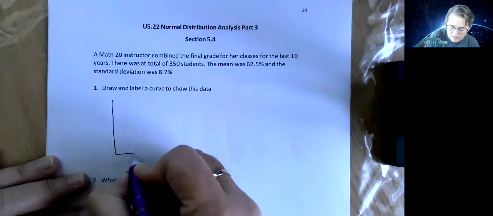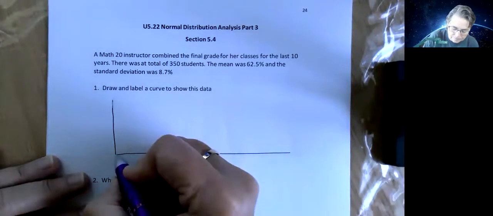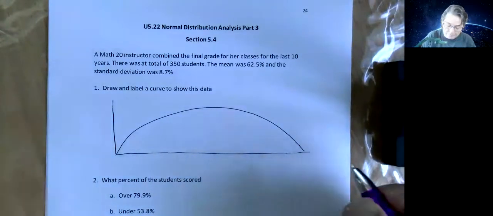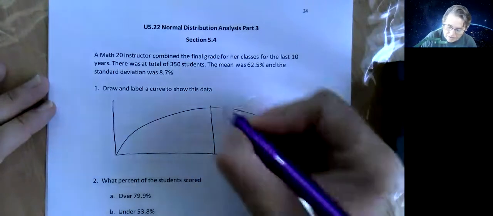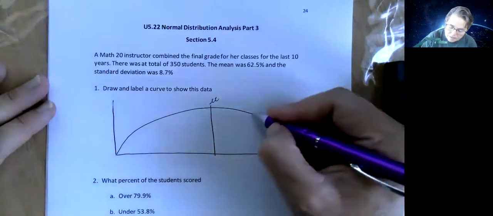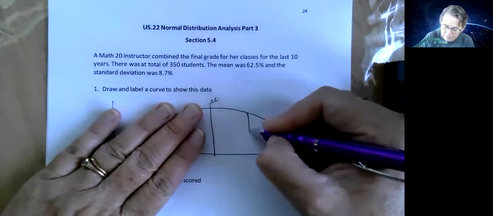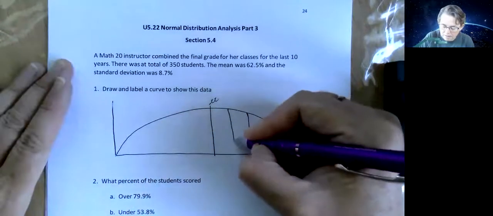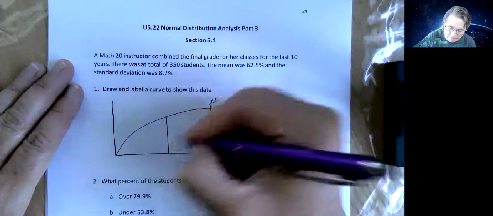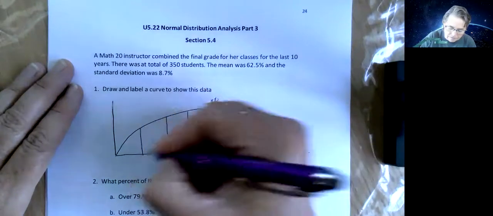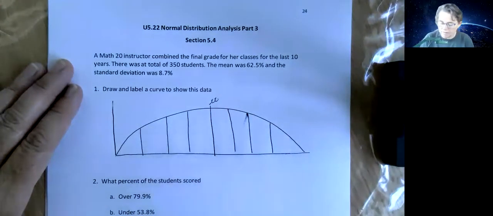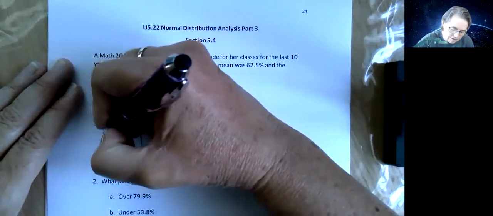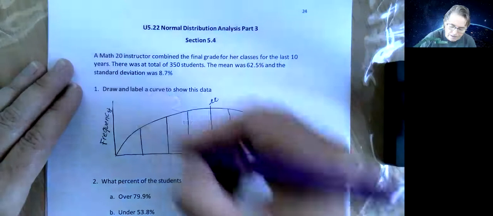So it's not any different than all the other ones we've done. I'm going to draw myself a big old curve like that. And I'm going to divide it in half because that's where my mean is. And then I'm going to divide this half in half. And then I'm going to divide that. And then I'm going to divide there. Like that. And I smeared. Oh well. We can put frequency here. Let's put our numbers in.